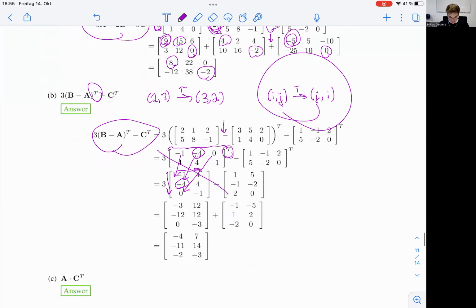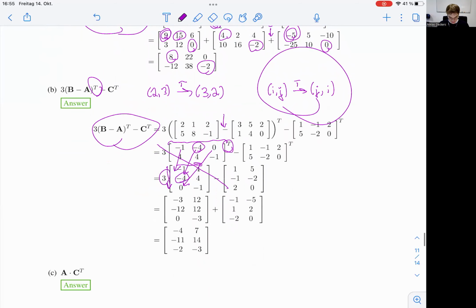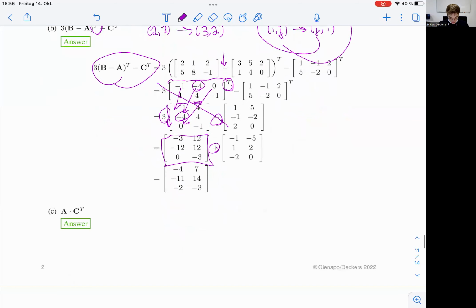We now get a different shape, but the same rules apply again. Scalar multiplication, do this with every element. We get this one. Subtraction. Here we convert the subtraction into an addition again by just multiplying everything with -1. And then we do the element-wise addition and get the result.